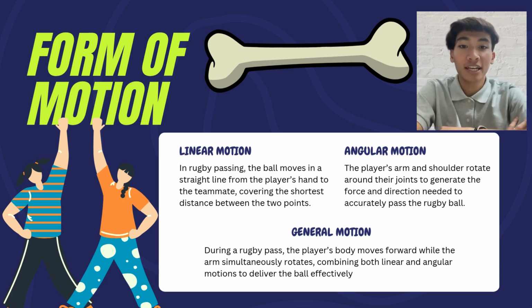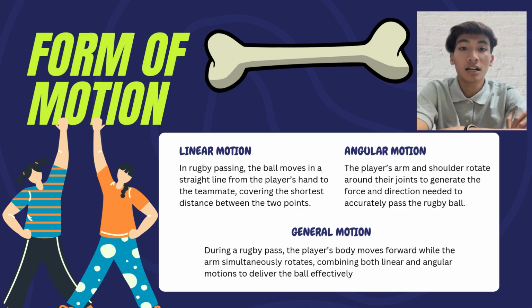Form of motion, it has three, which is linear, angular and general motions. For linear motion, in rugby passing, the ball moves in a straight line from the player's hand to the teammate, covering the shortest distance between the 2 points. For the angular motions, the player's arms and shoulder rotate around their joints to generate the force and direction needed to accurately pass the rugby ball.